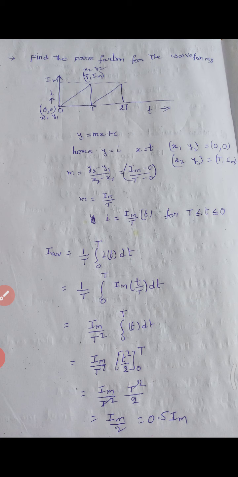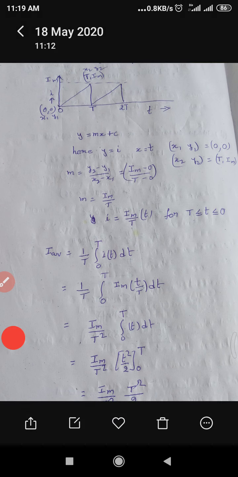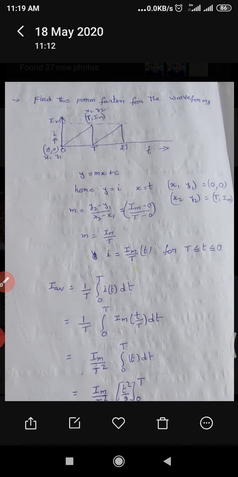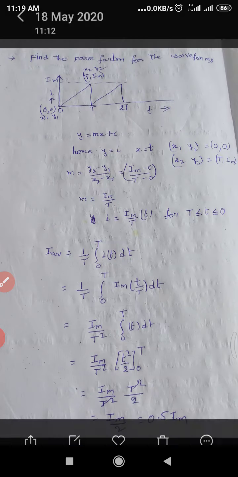Waveforms can be expressed in two ways: one is equation form and another one is diagrammatic representation. In our last class we solved the problems where waveforms are expressed in equation form. In today's class we are going to solve the problems where waveforms are given in diagrammatical representation. So let us see what is the problem given.